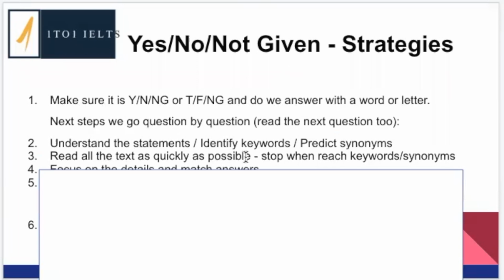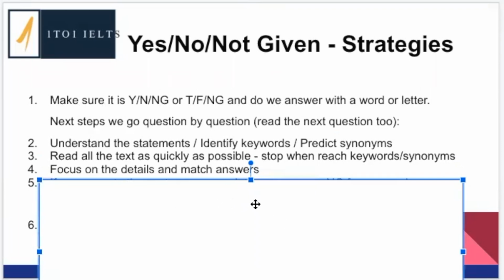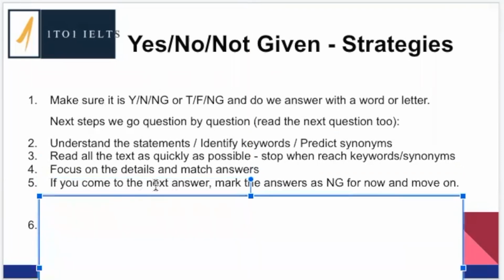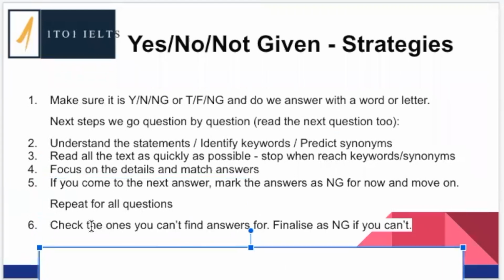So we're going to read the text. When we find the keywords or synonyms, we're going to focus on the details, check there's no distractors, match our answers. If we come to the next answer, we're just going to mark the previous one as not given and move on for now. We're going to repeat this for all the questions, and then the ones that you couldn't find answers for, because we're going to know where they are in the text. We're going to know the question before and question after because of these questions being in order. We'll go back, have a second look. If we can't find anything in the text, we've got to trust ourselves and we just state not given if we can't find any information in the text to support the yes, no, not given.